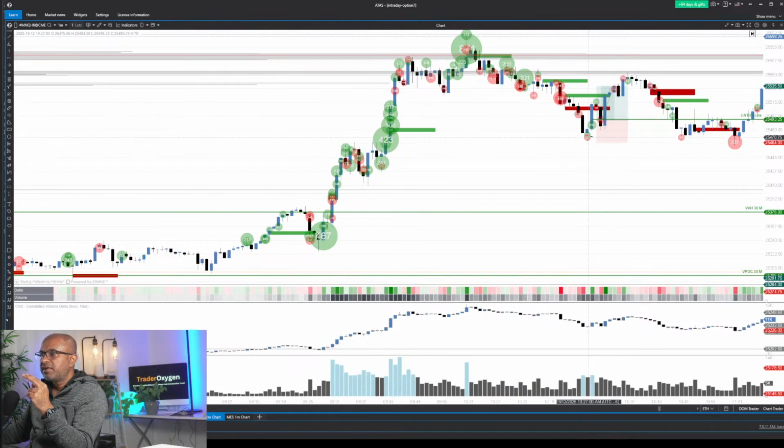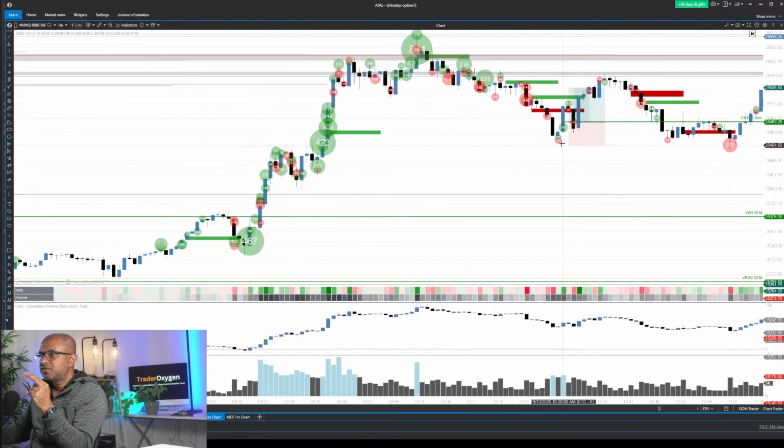Now, when it retraced over here, we can see it printed a small red bubble, meaning aggressive sellers tried to push the price down, but they failed. And you can see some green bubbles printed, which means aggressive buyers pushed the price up, which is a positive sign for us because we are waiting to enter into a buy trade.